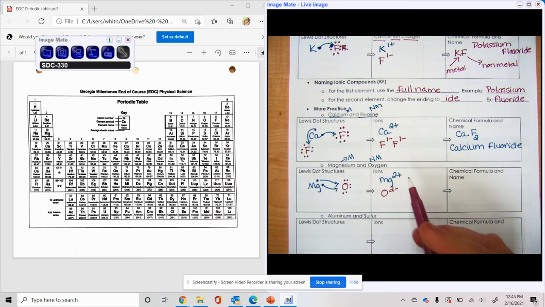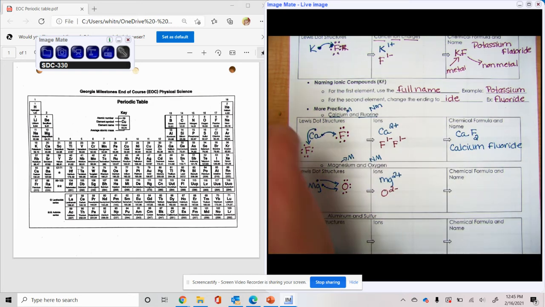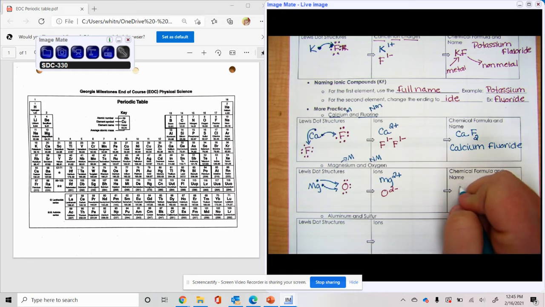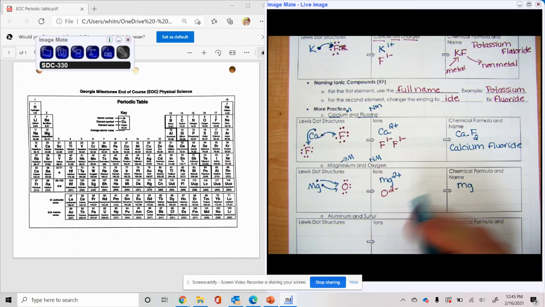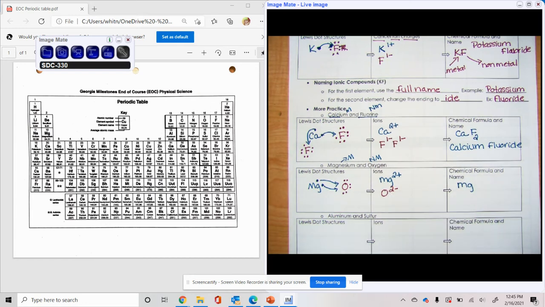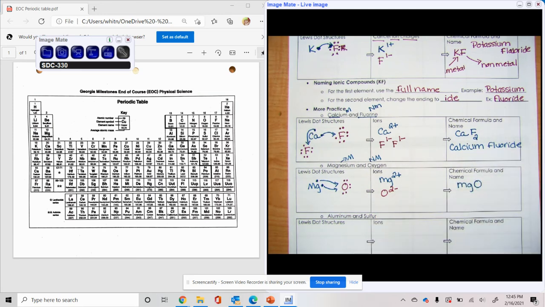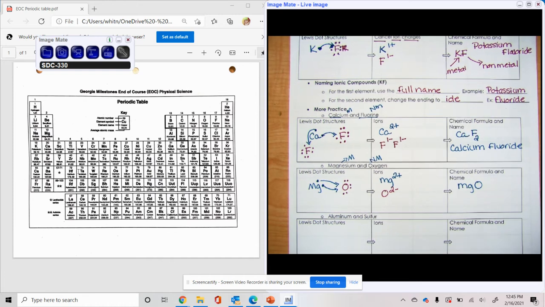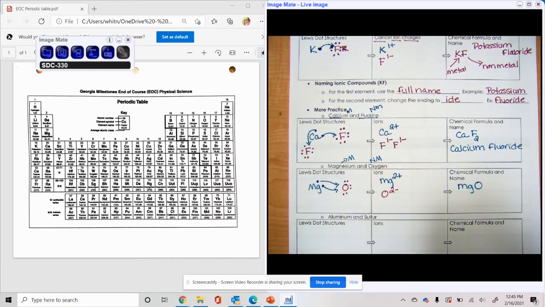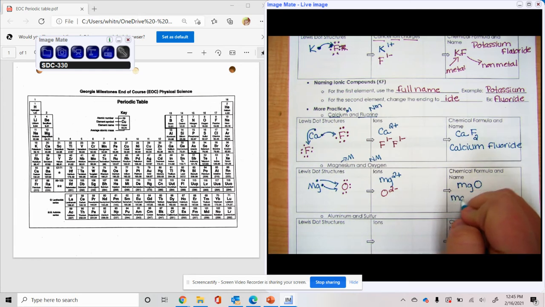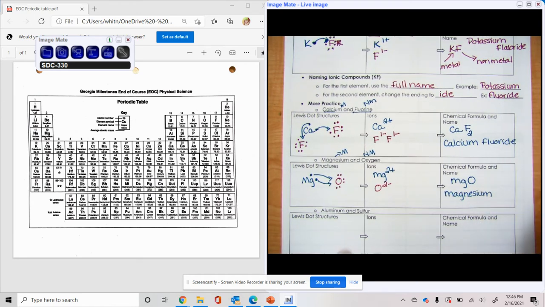Are they balanced? I have 2 positives and 2 negatives. Yes, they are. And so when we write our formula, I write my metal, magnesium. How many magnesiums do I have? Just 1, not 2. The charge is 2. How many oxygens do you have? 1. So it's that. All right, why don't you pause the video and try to name it yourself. So you do your metal, magnesium. You do your non-metal, and you drop the ending and add IDE. So oxide.